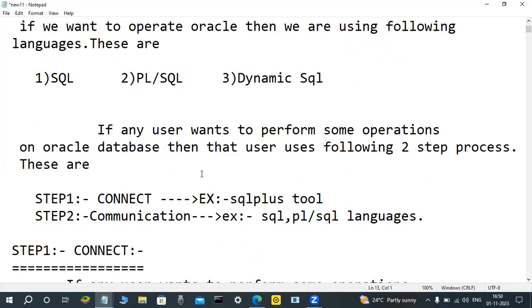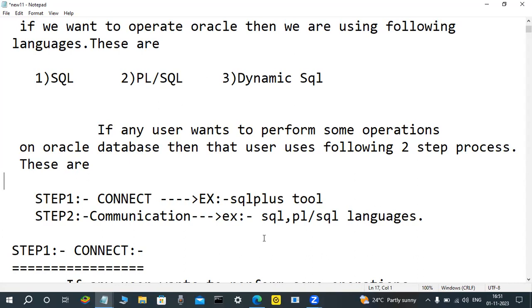Write it next pair. I am drawing the diagram, then you understand. If any user wants to perform some operations on Oracle database, then that user uses the following two-step process.